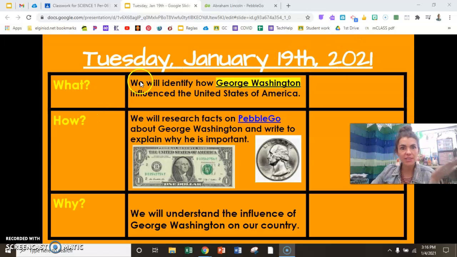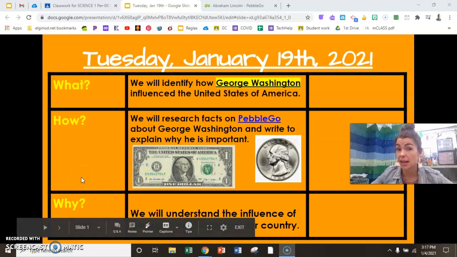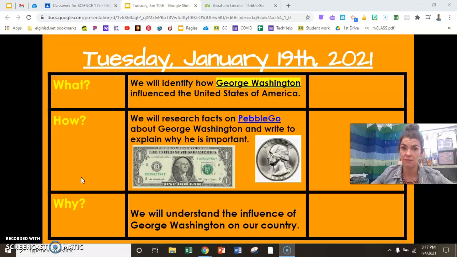What are we going to do in social studies today? We will identify how George Washington influenced the United States of America. Who are we studying today? Say it with me. George Washington. Thank you. How will we study George Washington today? We will research facts on Pebble Go about George Washington and write to explain why he is important. Why are we studying George Washington today? We will understand the influence of George Washington on our country.